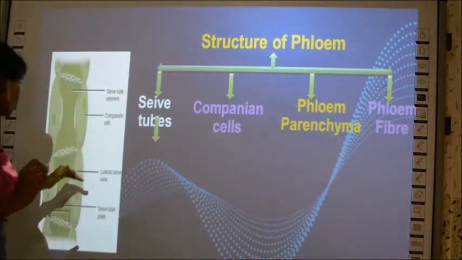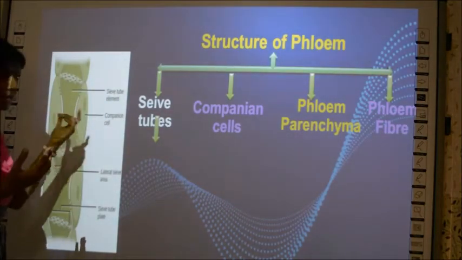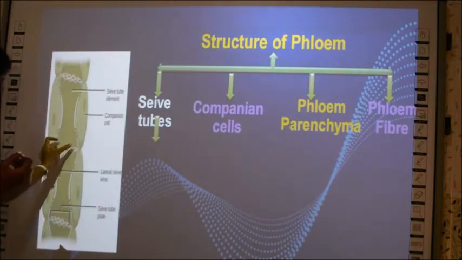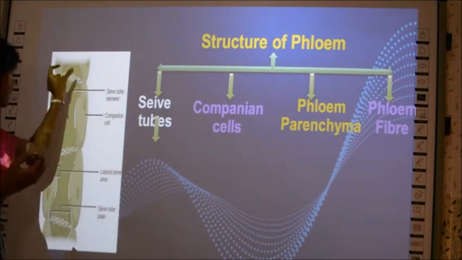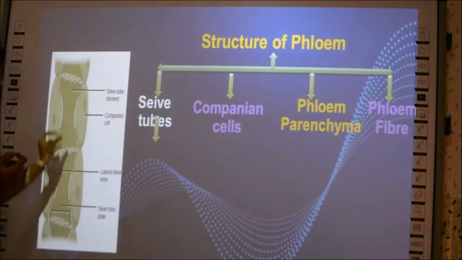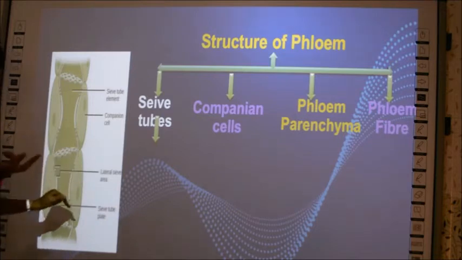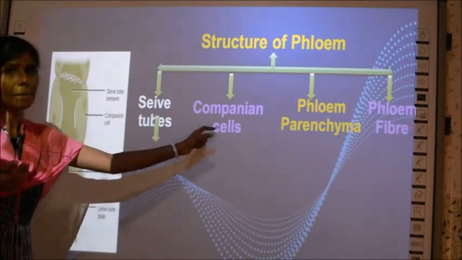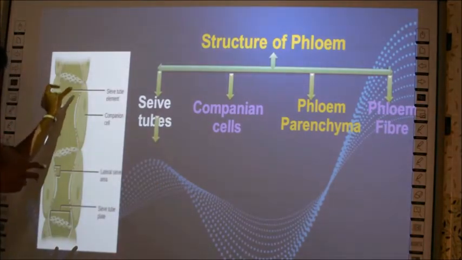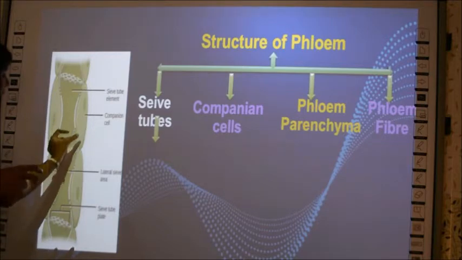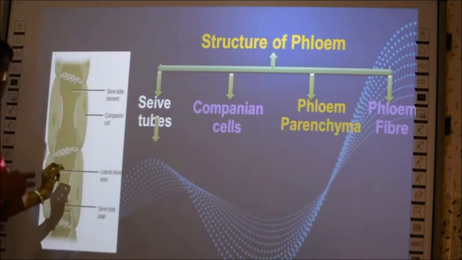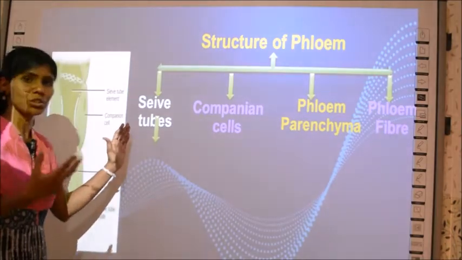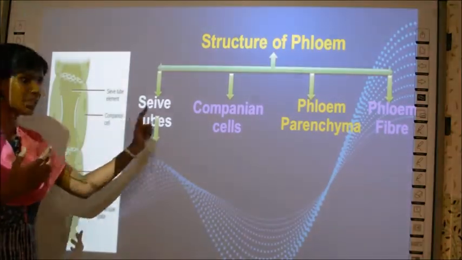So this is the structure of a phloem. I can show you sieve tubes and companion cells in this. This center portion is called the sieve tube, and this bulgy, swollen like structure sticking on to the sieve tubes is called the companion cells. So sieve tubes in the center and companion cells sticking on to them is the main structure of phloem. Now we learn the functions or properties of each part.